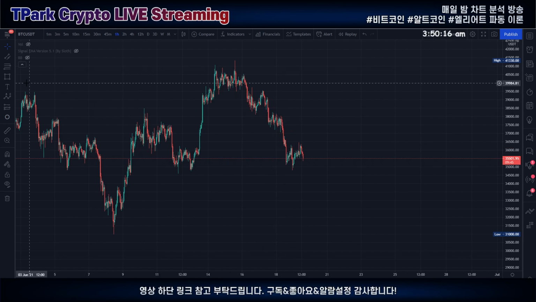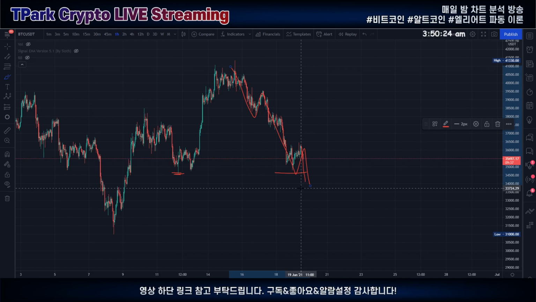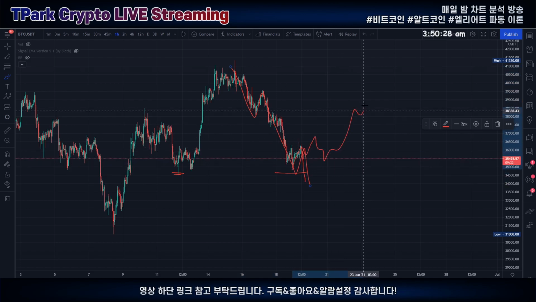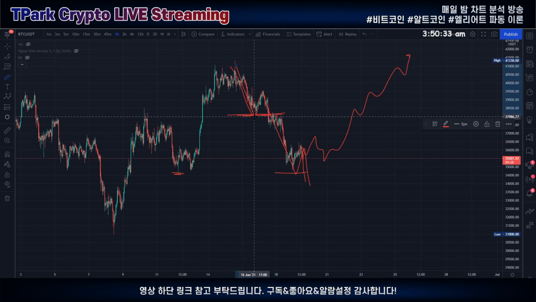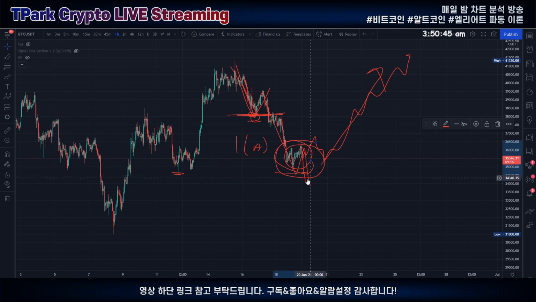If this line is broken, if this price is broken and goes down one more time, this will be considered an impulse. However, if it goes up here, creating an impulse and breaking this price, which is the first A or impulse, right? Then we could be facing an uptrend. So we are at a very important turning point, and I don't recommend you trade.